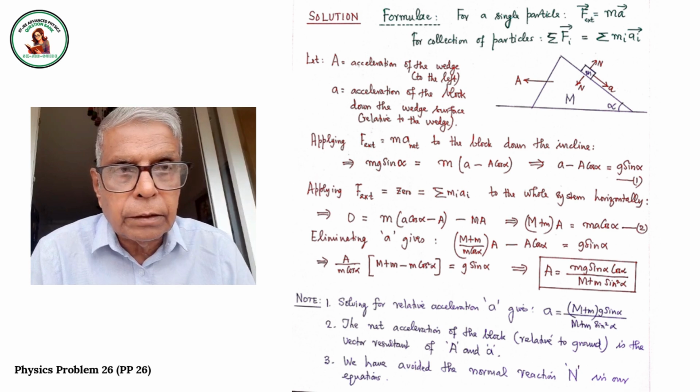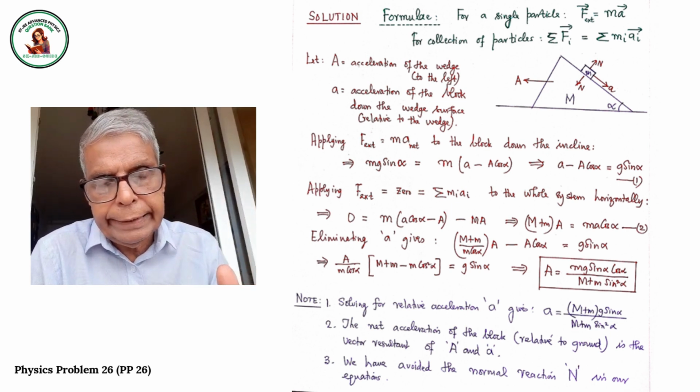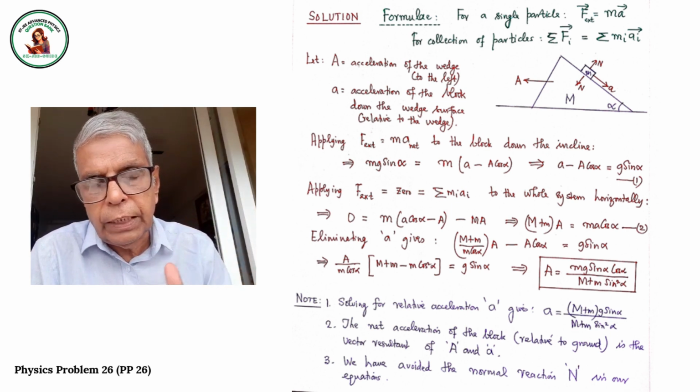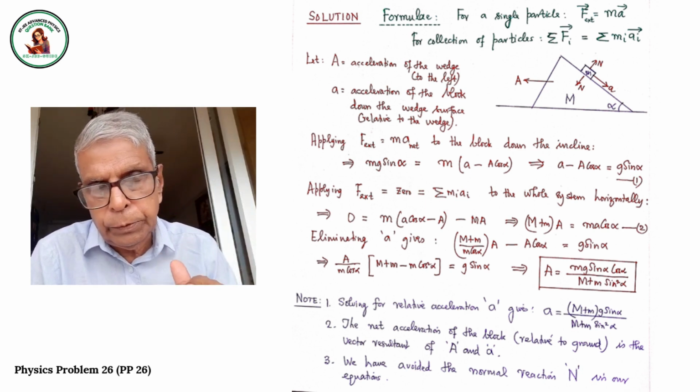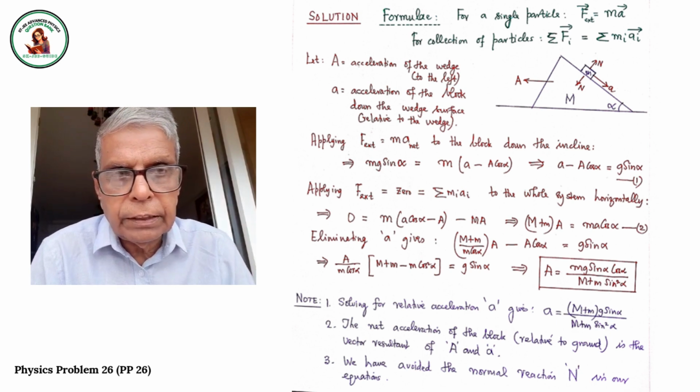mg sine alpha is the component of the weight of that block down the incline, which is the only external force we require for this problem, which we have to use in this problem. So that gives us the first equation.